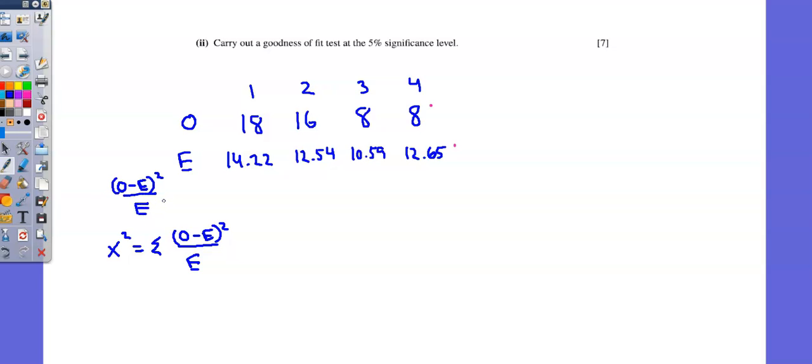I'll talk through the first calculation in detail, step by step, and then I'll work through the others and post those to the board. For category 1, I have 18 as an observed, 14.22 as an expected. I'm going to subtract. The value I get I will square, and that result I will divide by the expected value of 14.22. That result is 1.0048. I'm going to go out to 1.005.